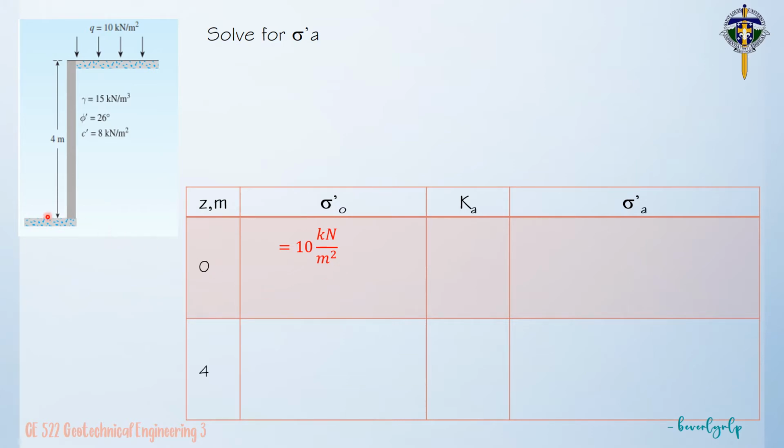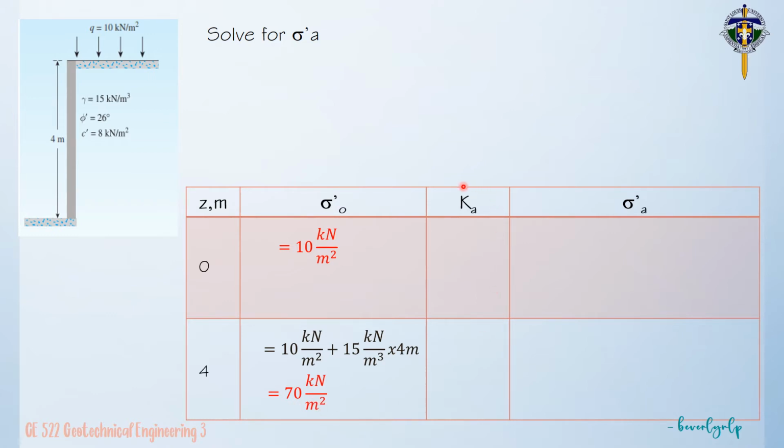Next is at a depth of 4 meters. At a depth of 4 meters, the vertical effective stress at this point is simply the weight of the soil it carries above. So the total effective stress at this point is the surcharge load, which is 10, plus the weight of the soil, that is 15 unit weight multiplied by the distance, 15 times 4. Since there is no presence of groundwater, we will not subtract any stress coming from the pore water. So this now becomes 70 kilonewton per square meter.